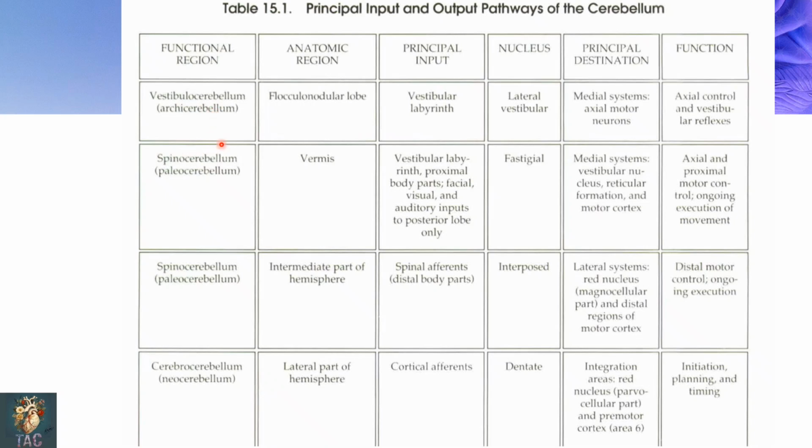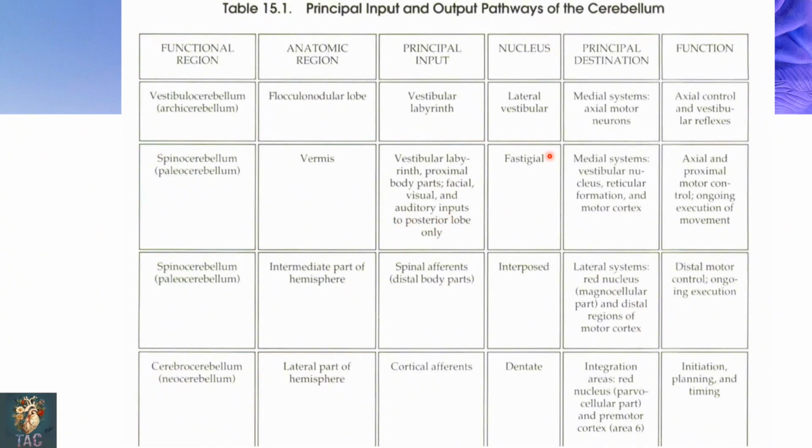The spinocerebellum, also called the paleocerebellum, is related to the spinocerebellar pathways, both the anterior, the posterior, the rostral and the cuneocerebellar pathways, which are related to the head. The anatomic regions are the vermis and the intermediate part of the hemisphere. In the vermis, the principal input is the vestibular labyrinth, the proximal body part, and the facial, visual and auditory inputs to the posterior lobe only. So this is going only to the posterior lobe.